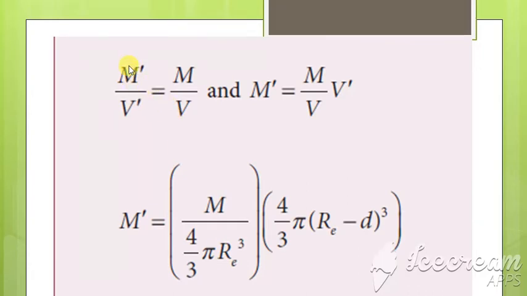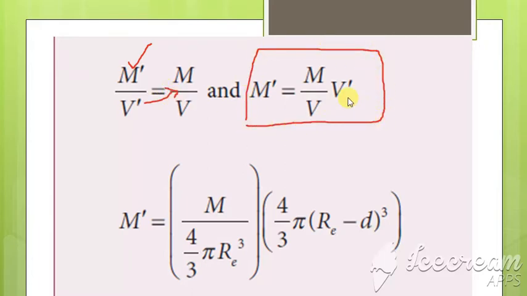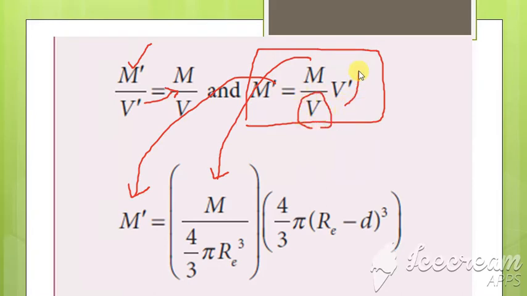Okay, from this we need the value of m dash alone, so bringing v dash this side, m dash is equal to m by v into v dash. Okay, so m dash as it is, same way m also as it is. We are going to write the equation for v and v dash. Okay, so v is the volume. What is the formula for volume? It is 4 by 3 pi r cube. That is the formula for volume.